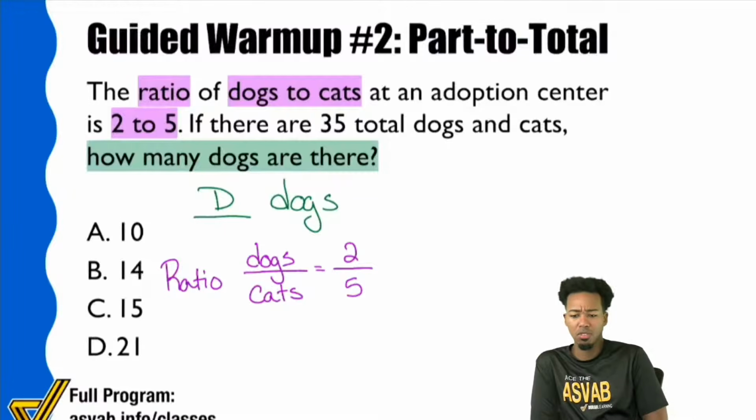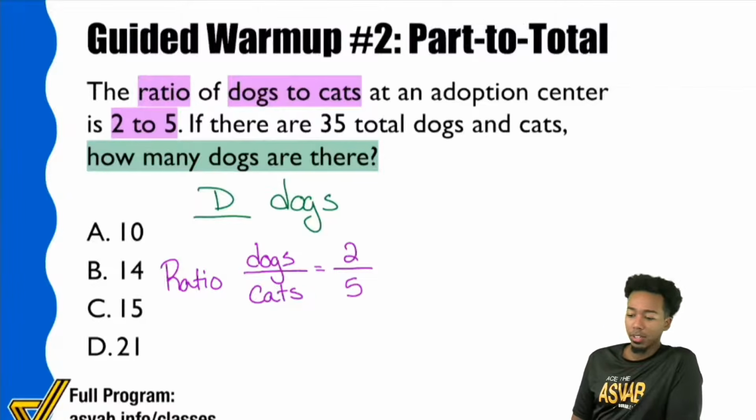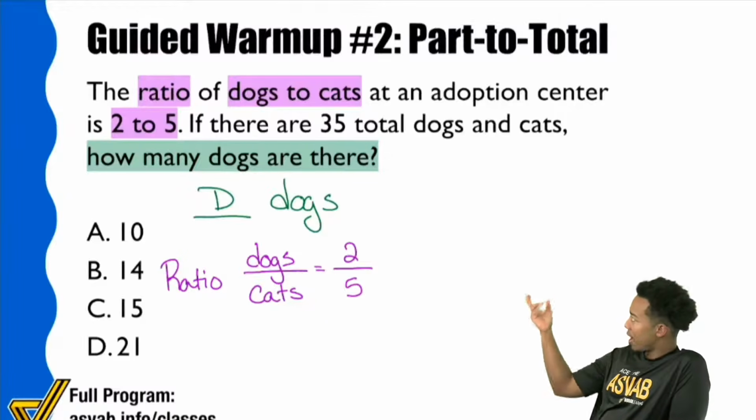They say that, right? I wrote that correctly? Just got to make sure I test you real quick, right? All right, cool. So yeah, no, it's correct. It's correct because it says dogs to cats 2/5, dogs to cats 2/5.